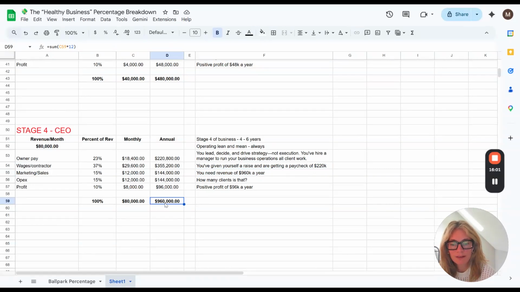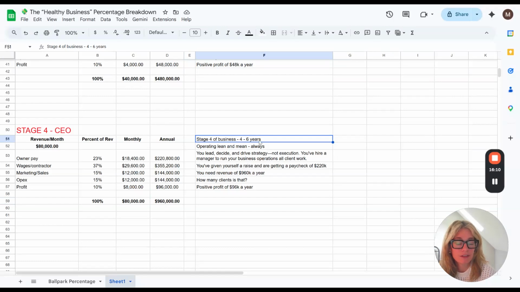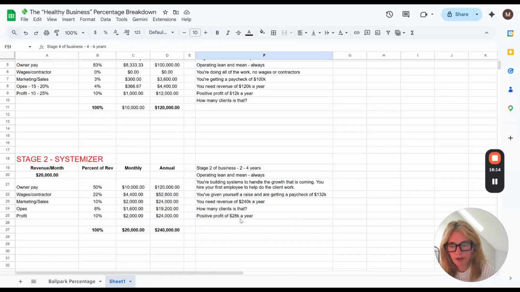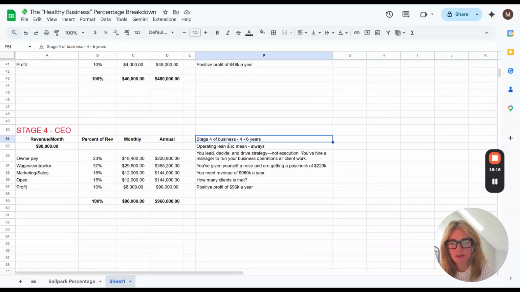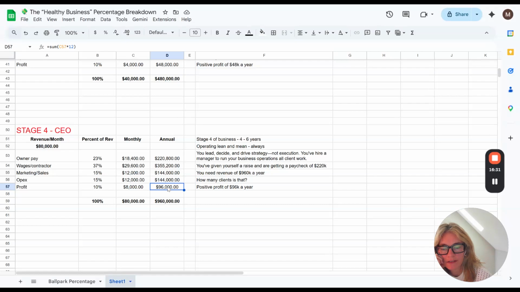Now this might seem scary to some people. It's like, whoa, that's almost $1 million. But again, you're taking 4 to 6 years to get here, and you are building super intentionally to get here. You're putting this strategy in place. This isn't just happening on a whim. This is intentional strategy. And then you end up with a positive profit of $96,000 a year.